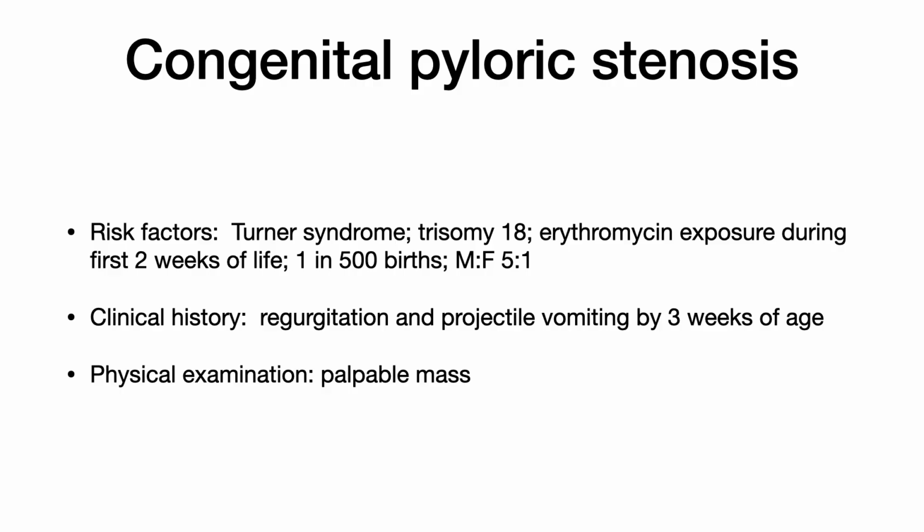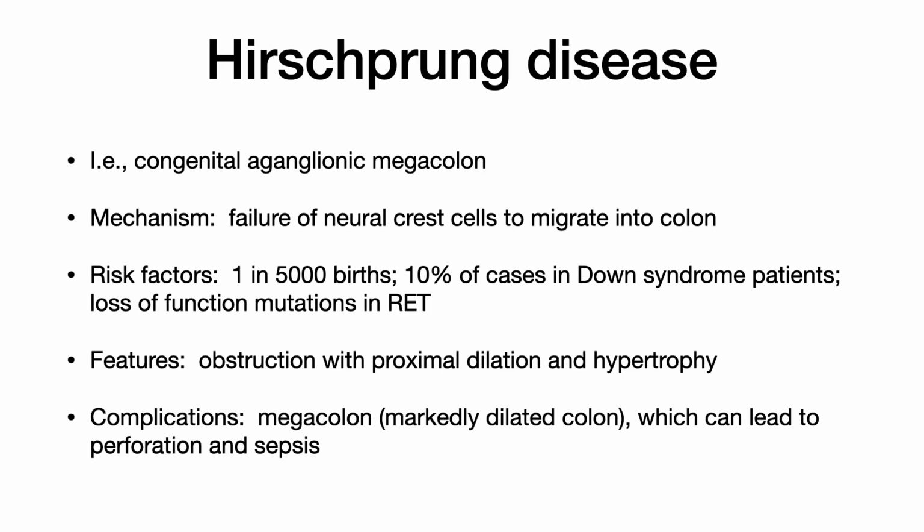So clinical history, so you get this stenosis of the pyloric region, which is going to make it difficult to empty the stomach. So they get regurgitation and projectile vomiting by 3 weeks of age. You can feel a palpable mass. They can just go in and incise it and it's curative. So easily treated, great characteristic clinical history.